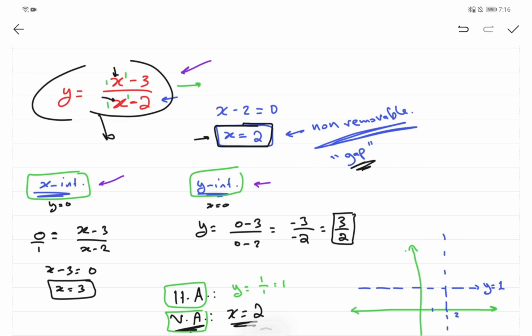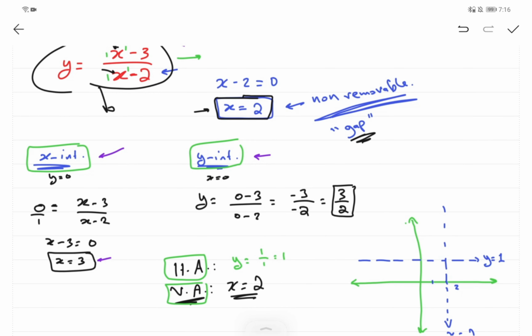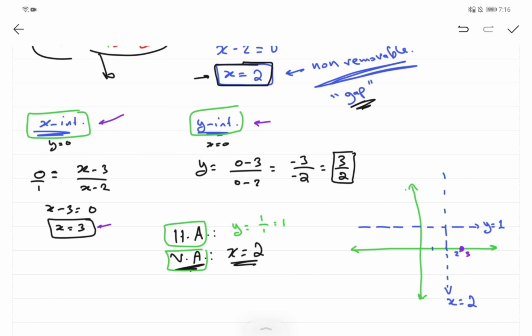Now the x-intercept will be 3, so it means the graph will intersect the x-axis at 3. So that means the point will be here. It will be located here. So immediately the graph will be something like this, guys.